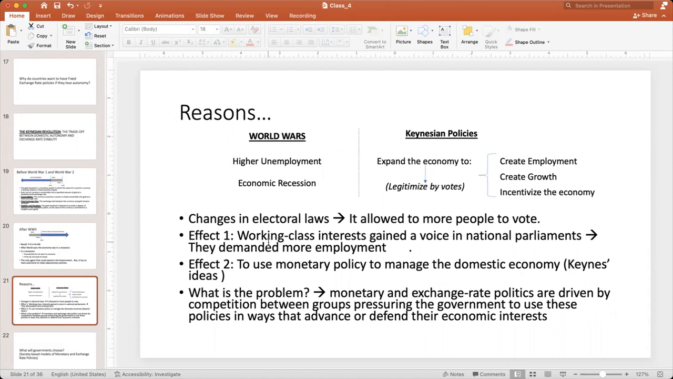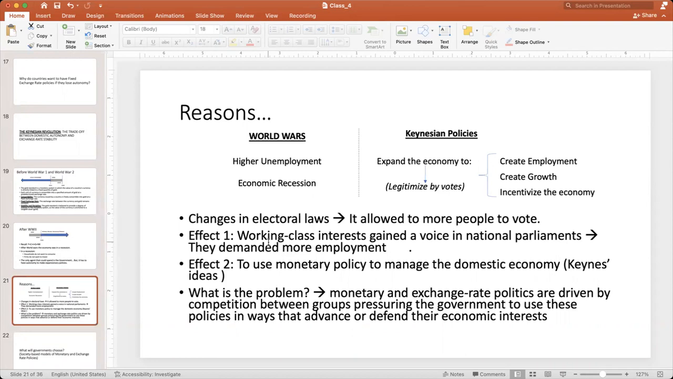So after 1945, countries started to implement Keynesian policies. The main objective of the Keynesian policies was to expand the economy, to create employment, to create growth, to incentivize the economy. The thing is that this idea of expansion was legitimized by votes.